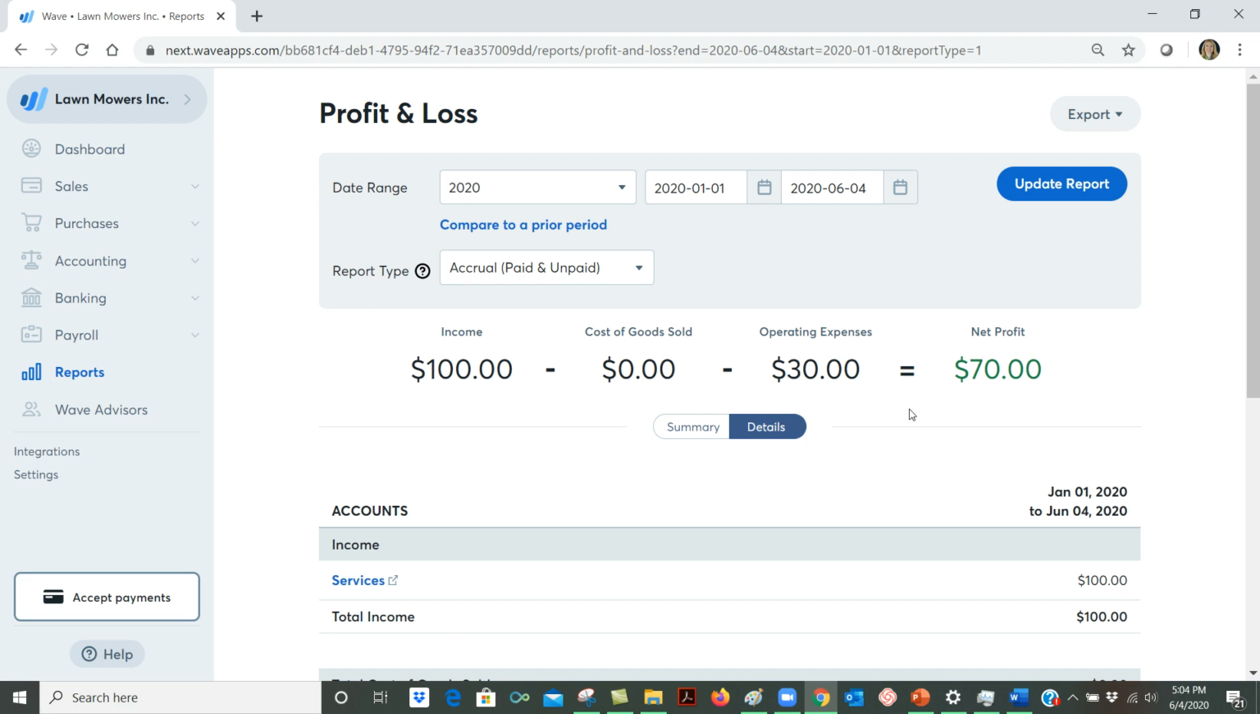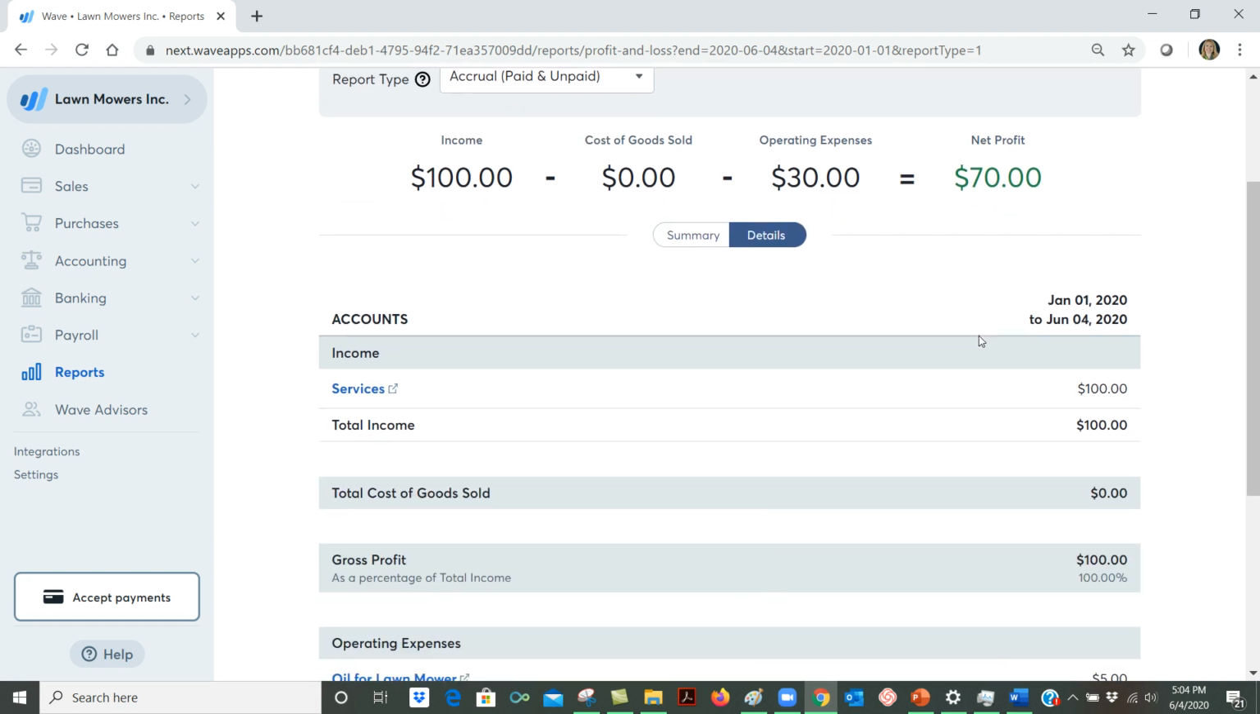So we can see that for this period of time, which Wave defaults to the beginning of the year, so as of the beginning of January 2020 through June 4th, we've earned $100 in income, also known as revenue. And that $100 in income came from providing services.